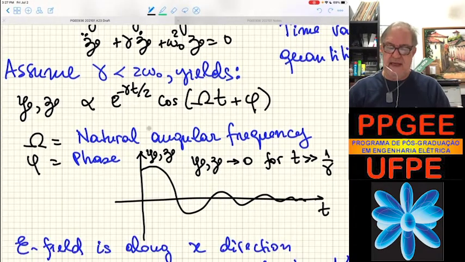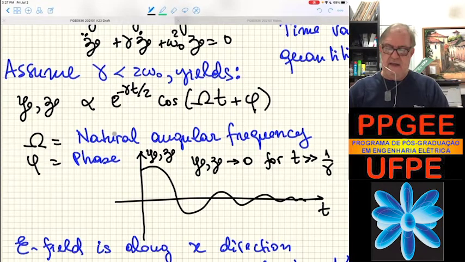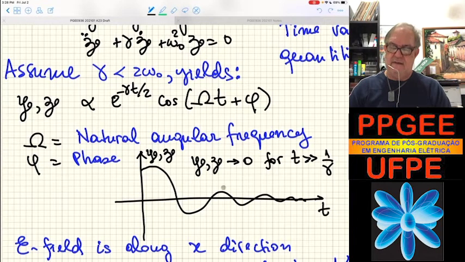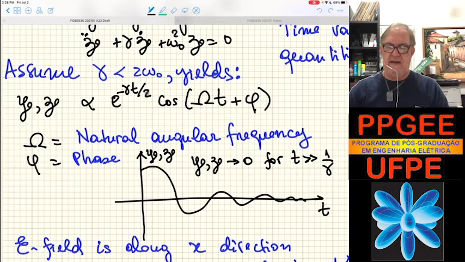They are going to oscillate if you don't have any stimuli. They are going to oscillate with the natural frequency and going to die away with the time constant, which is 1 over gamma approximately. I have a 2 here, but just to give an order of magnitude. So 2 over gamma is a characteristic time, right? So that's what you have.